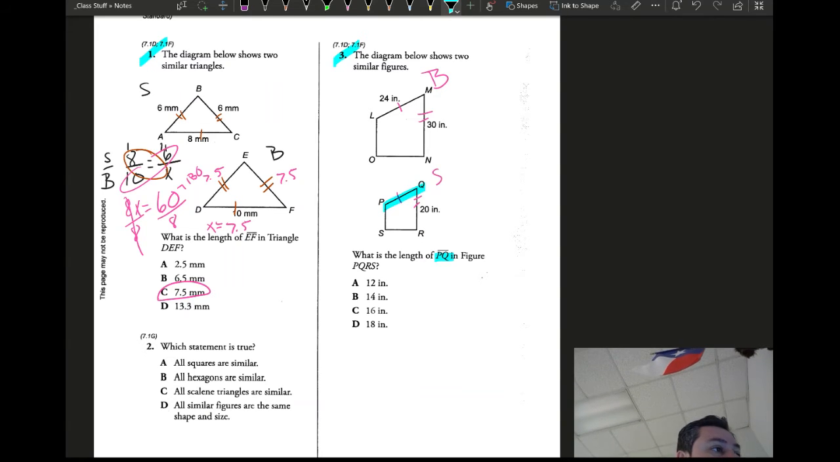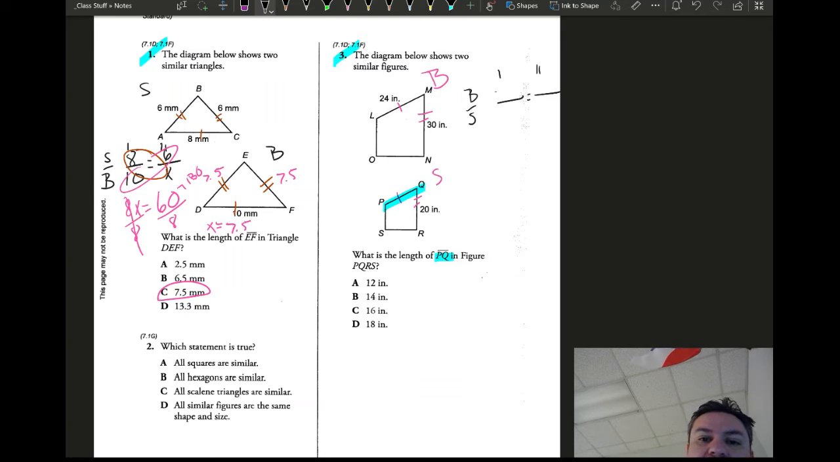Okay? If you have highlighters, if you have different colors, this is gonna be much easier, okay? So same thing. Big over small, 1 and 2. There's no way around it. B1 is 24. S1, I don't know. This is X for now. Then B2, that is going to be 30. So S2 is going to be 20.